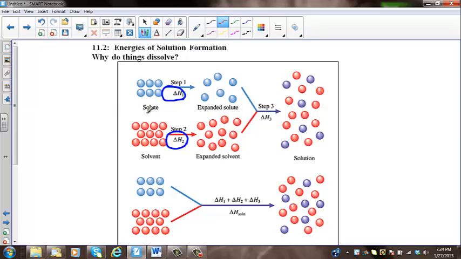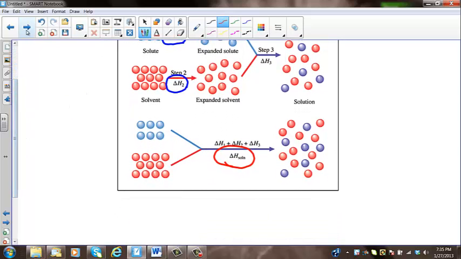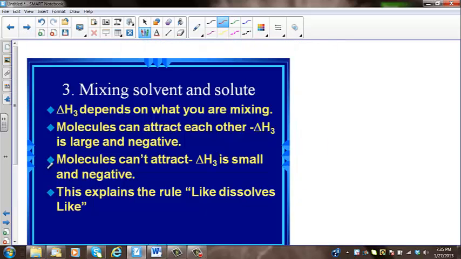As you can see here, the solute, we're separating it. That's delta H1. The solvent has to be separated. That's delta H2. Then the solute and solvent can attract to one another and form the solution. That is our delta H3. So the overall delta H of the solution is the sum of delta H1, 2, and 3. The mixing of solvent and solute.